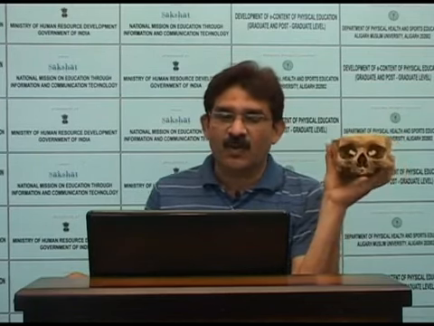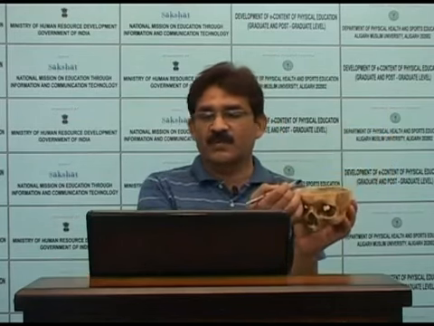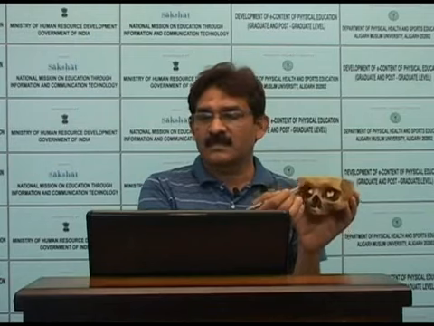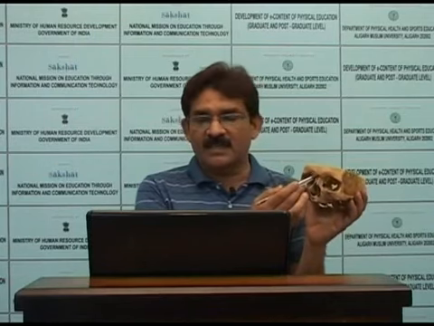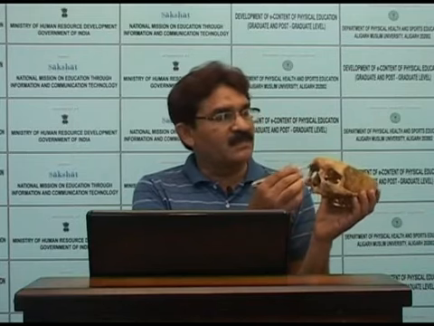The squamous flat portion forms the skeleton of the forehead. Squamous portion of the forehead. This is the glabella, nasion.